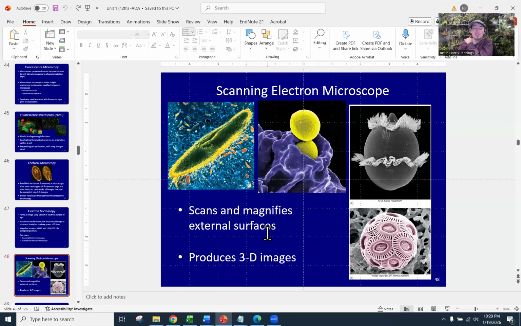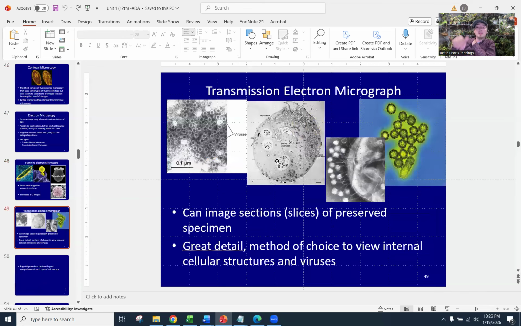There's scanning electron microscopy, which is like scanning over the surface of something. You can see the surface of the cell, and how the bacteria are being engulfed by this cell. Transmission electron microscopy, meanwhile, shoots electrons right through the sample. The sample is very thin, and you can see in a 2D image the section of that sample.